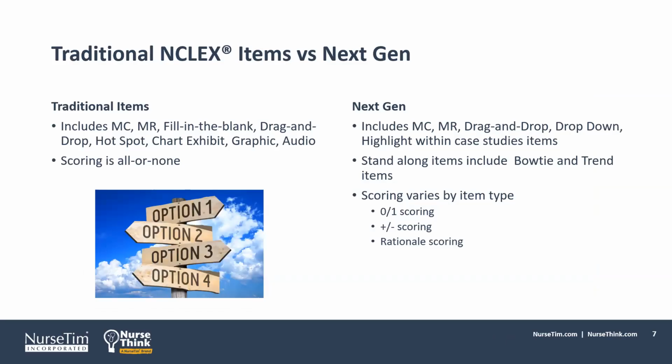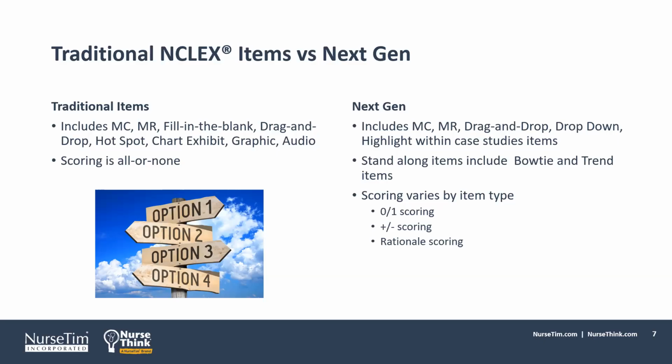So what are the traditional, what are the next gen? You're probably familiar with our traditional items: multiple choice, multiple response, which is the same as a select all that apply, fill in the blank, which are currently math items, drag and drop or rank order, hotspot items, chart exhibit, graphic, audio. Current scoring of these traditional items is all or none. Either you get it correct or you get it incorrect. You get a point or you don't get a point.